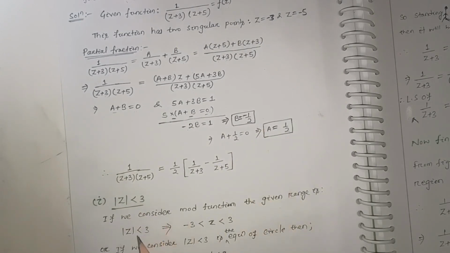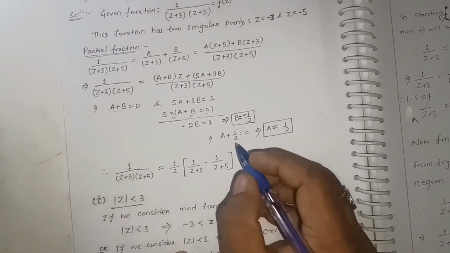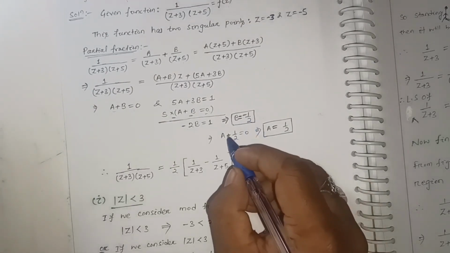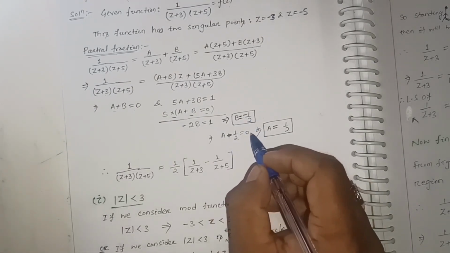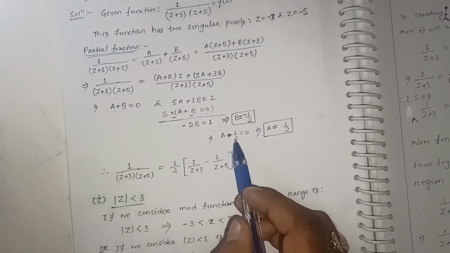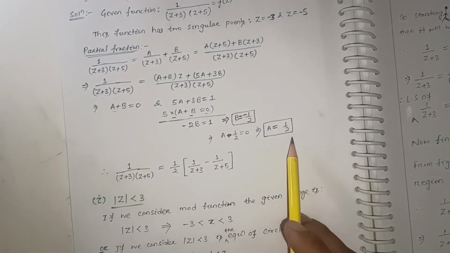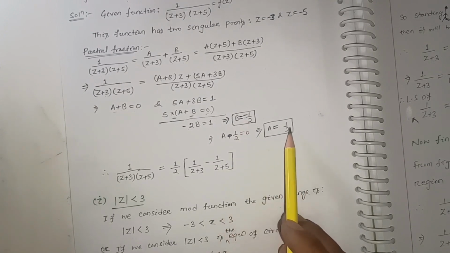be equal to plus 1 by 2. So here I mistakenly wrote it. So a plus b equal 0, b we found minus 1 by 2. So this will be a minus 1 by 2 equal to 0 because a plus b equal 0. So a minus 1 by 2 equal to 0 and a will be equal to 1 by 2. So here we found b equal to minus 1 by 2, a equal to 1 by 2.